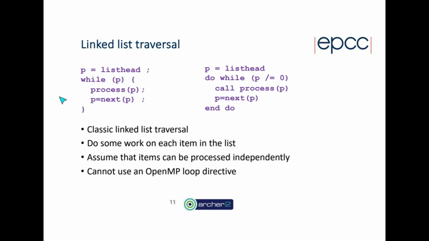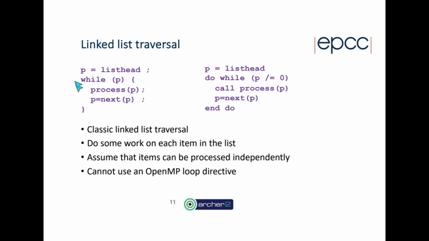Okay, so this would be a classic linked list traversal. A linked list is one of these data structures where we have multiple items and each item contains a pointer or an index or some way of accessing the next item in the list.